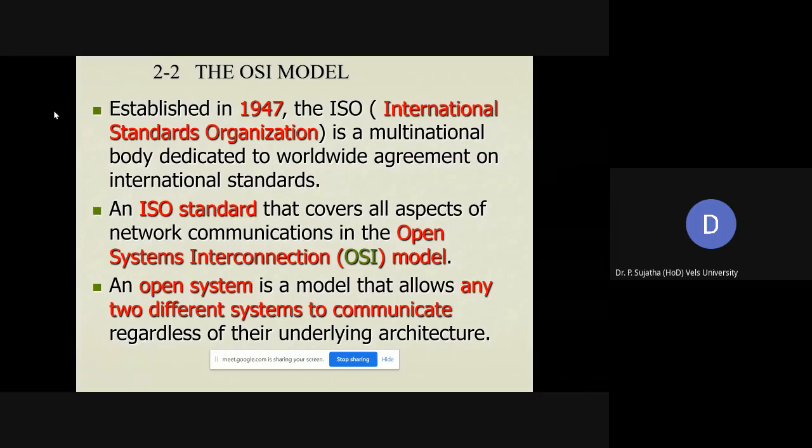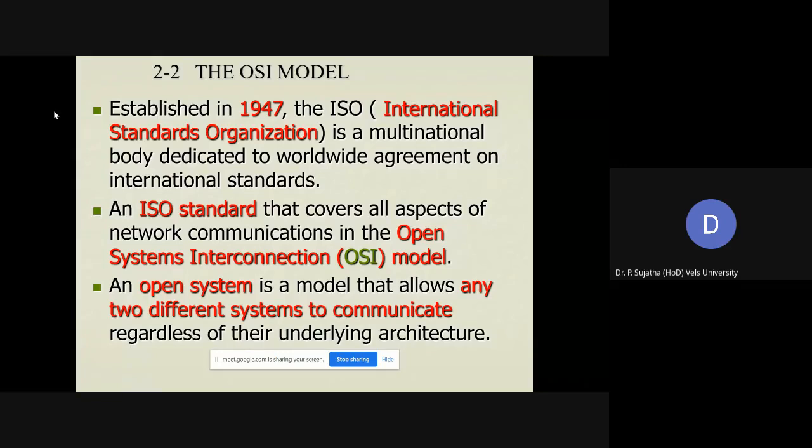Okay, so those rules and regulations should be open. What do you mean by open? It should be common to everyone. Okay, so for that they have developed a model called Open System Interconnection, which is nothing but the OSI model. So keep it in your mind that ISO is the organization, OSI is a network model.